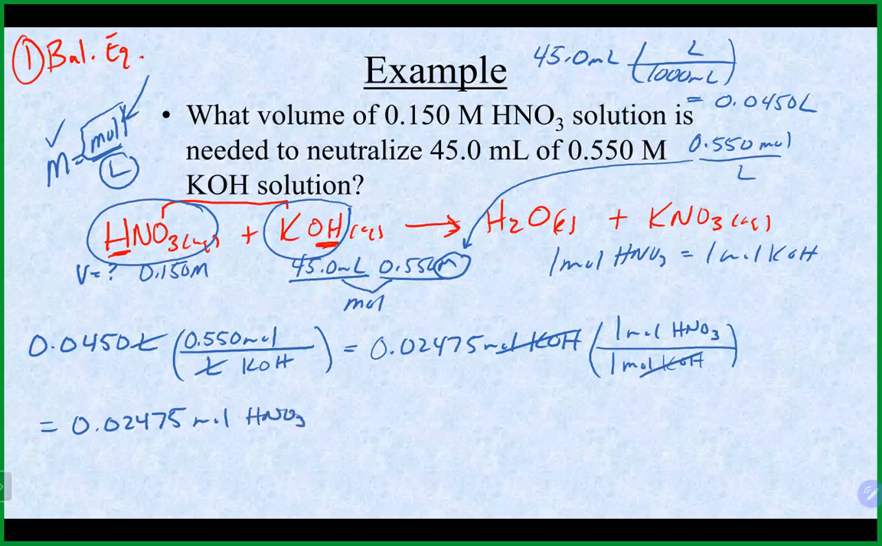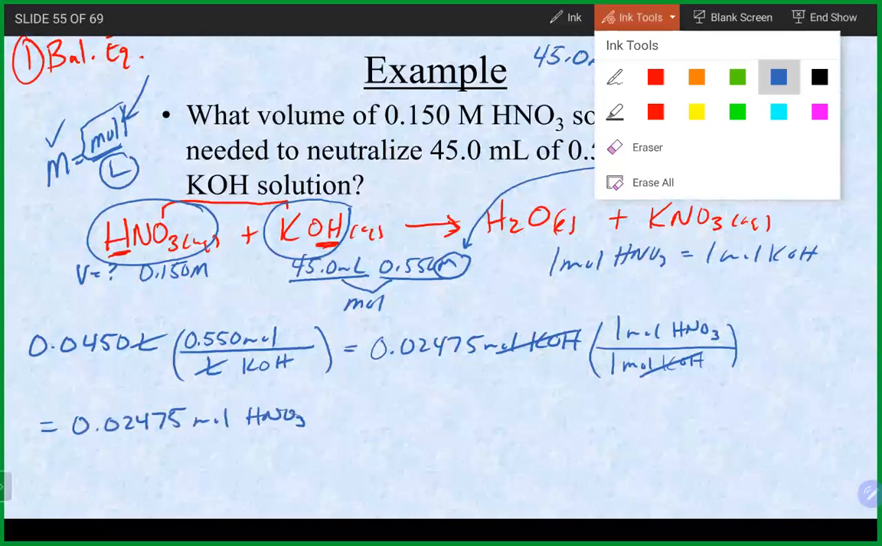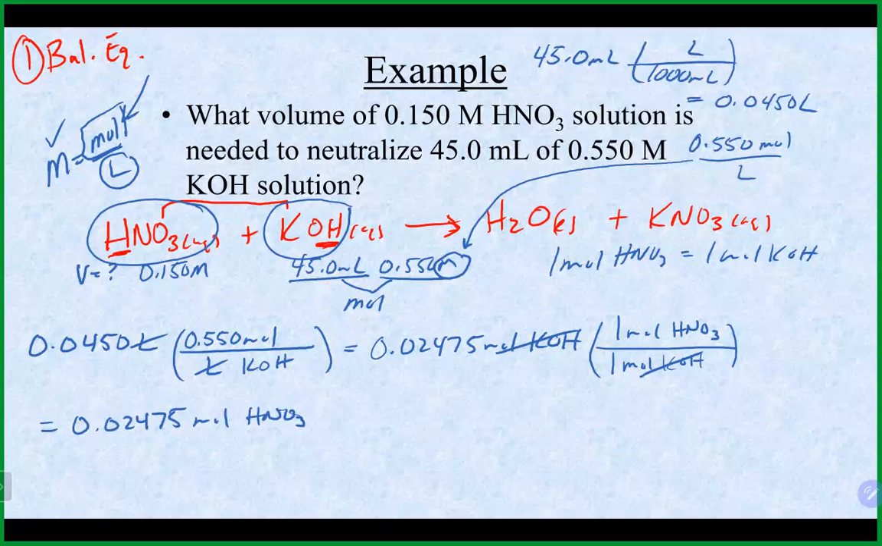Any questions on that there? Now that I have the moles of the nitric acid, that really is sort of the last piece that I need. I now have the moles of nitric acid. I still have the molarity. I could rearrange that and solve for the liters, which would be the moles divided by the molarity.